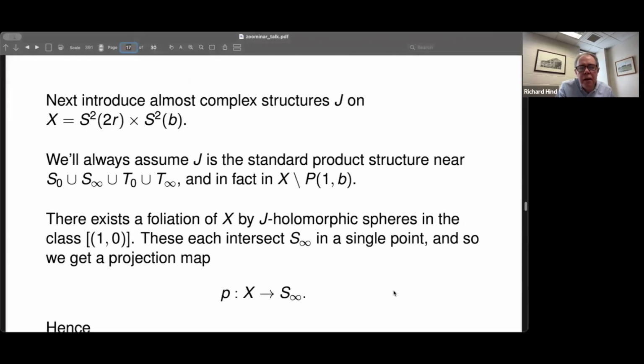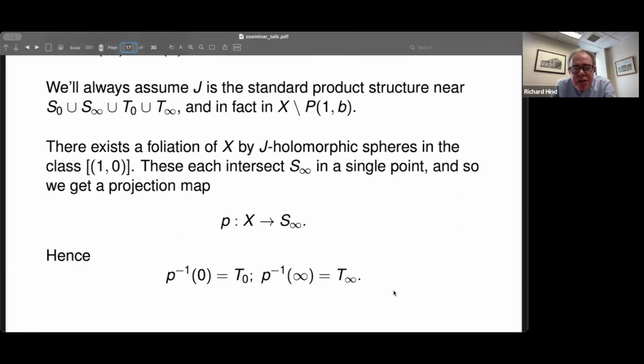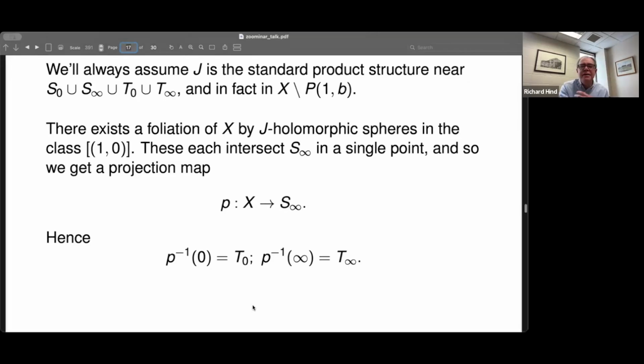Okay, right then. So there's a foliation by holomorphic spheres in the class S2 times a point. Foliated by holomorphic spheres there. By positivity of intersection, each sphere intersects S infinity in a single point. So projecting on the leaves, we get this projection map from S2 times S2 to S infinity. And then my T's are the fibers over T0 and T infinity. Okay, so got that picture.